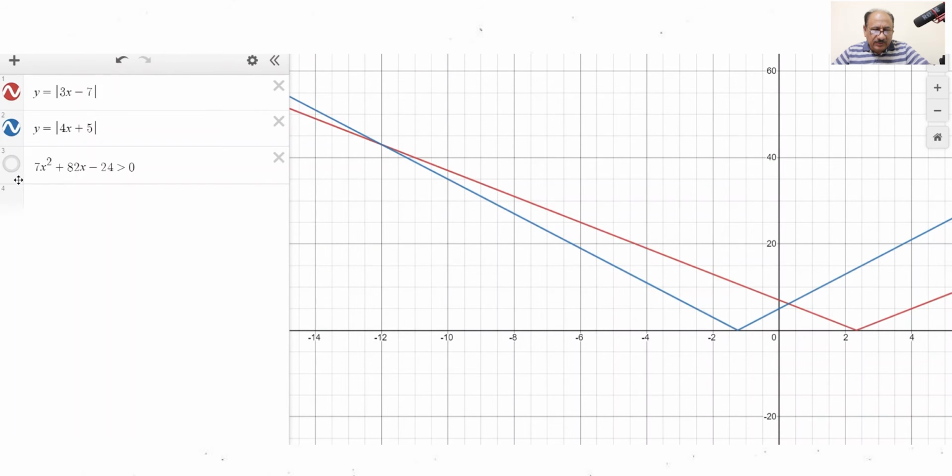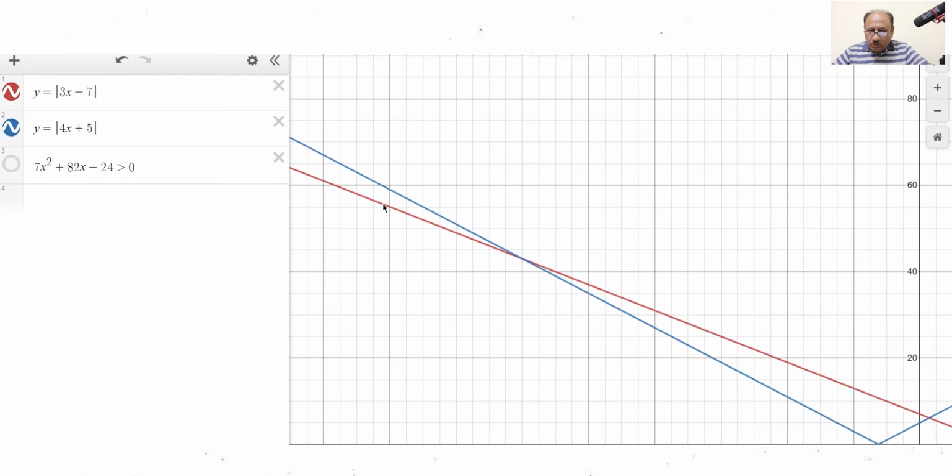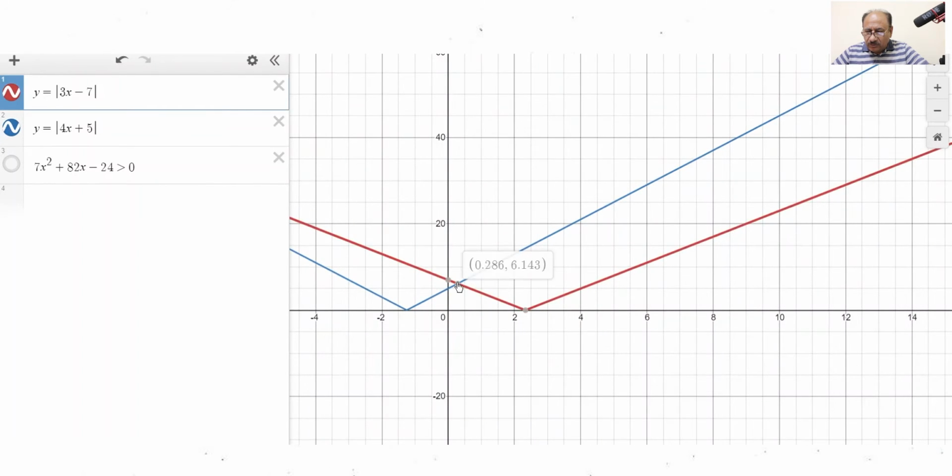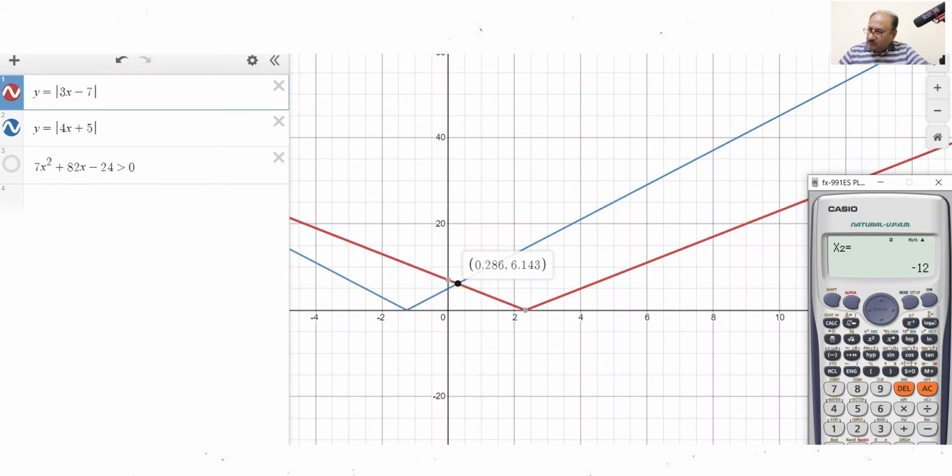It should be lesser than 4x plus 5, so the blue one. So our solution is for the values for which the red line is lower than the blue line. From this point you can see this is minus 12, excluding minus 12 basically. So to the left of minus 12, the red line is lower than the blue line. And from here, if you check from this point, which is 0.286, which we got as 2 by 7, what value will 2 over 7 be? The decimal value will be 0.2857. You can check from the calculator over here.